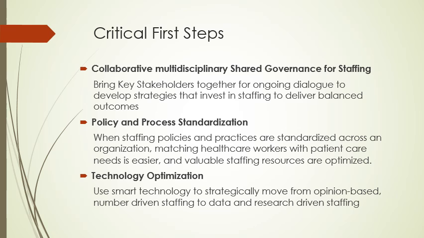So in the ANA guide, it says the first critical steps that you should do is first, you need to design a collaborative, multidisciplinary shared governance for staffing. And this is our springboard here. So the goal is to bring key stakeholders together for ongoing dialogue to develop strategies that invest in staffing to deliver balanced outcomes. So how are we assessing intensity? What are our resources? What's in our control? What's not in our control? And what are those outcomes?